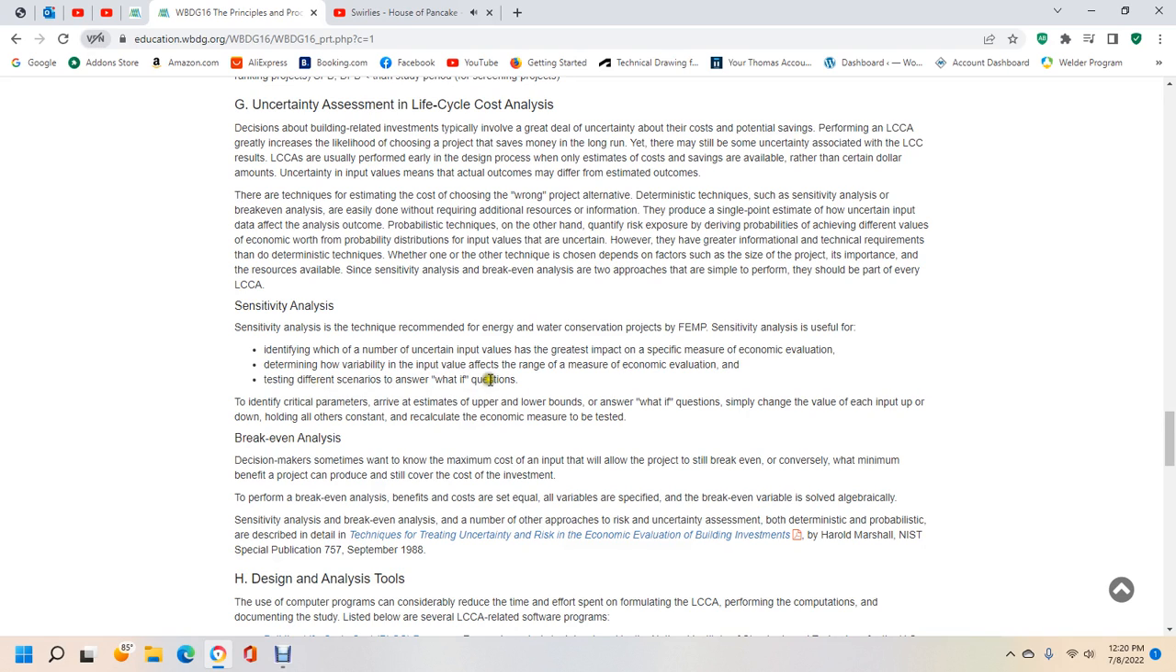Testing different scenarios to answer what-if questions, to identify critical parameters, arrays, and estimate upper and lower bounds. It answers what-if questions by changing the value of each input up and down, holding the others constant, and recalculating the economic measure to be tested.